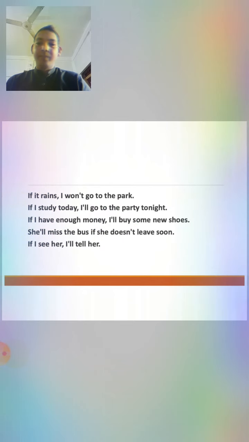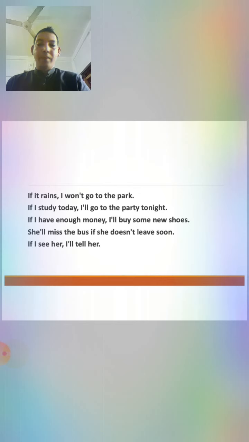Suppose here are the examples. If it rains, I won't go to the park. If I study today, I will go to the party tonight. If I have enough money, I will buy some new shoes. She will miss the bus if she doesn't leave soon. If I see her, I will tell her.